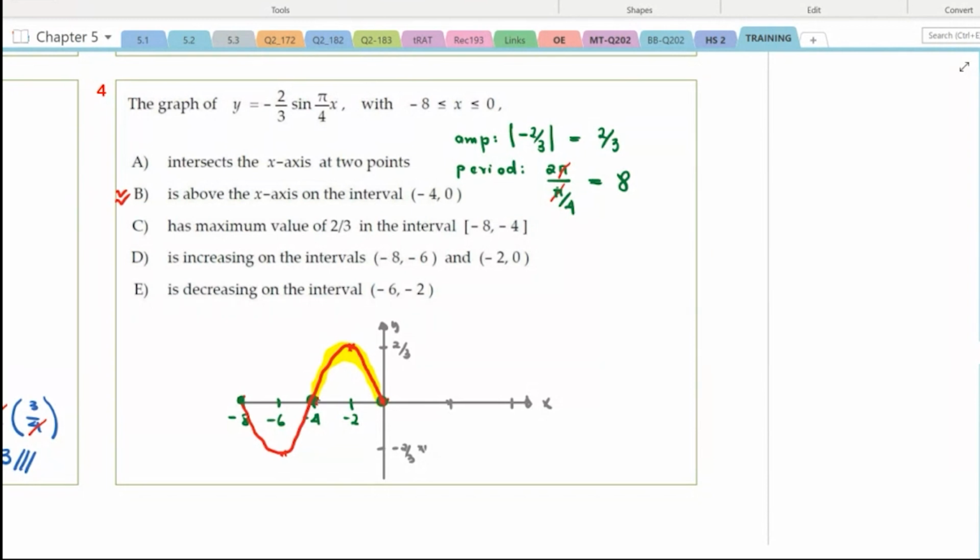Yes, Amma, your question. Yes, Doctor. Doctor, I have a question. The points on the x-axis, from where do we get them, like -6, -4? Oh, the points on the x-axis.